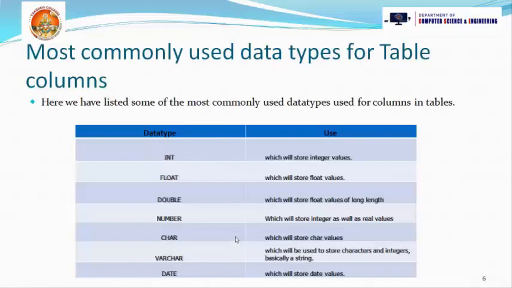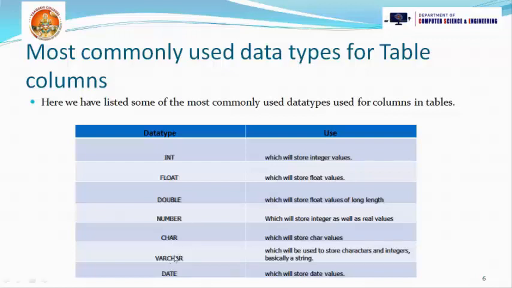These are the most commonly used data types in SQL: int, float, double, number, char, varchar and date. Int allows only integers, float allows real values, double allows real values of long length, and number allows numeric data, meaning it allows both integers as well as real numbers. Char allows a set of characters. Varchar allows alphanumeric data. That means it can be a combination of both alphabets as well as digits. For example, your roll number and PAN number.